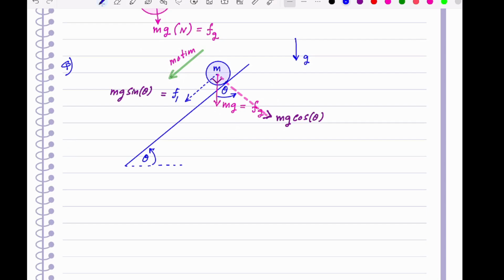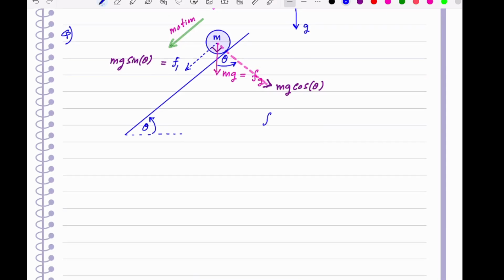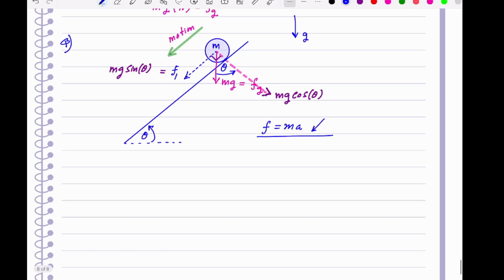Now we are going to use F equals ma in the direction of the motion. Why do we use F equals ma in the direction of the motion? The reason we have to slowly understand. So acceleration is what you are going to have in this direction. Force is F1. Now we use F equals ma in the direction of the motion. So the motion is in this direction.